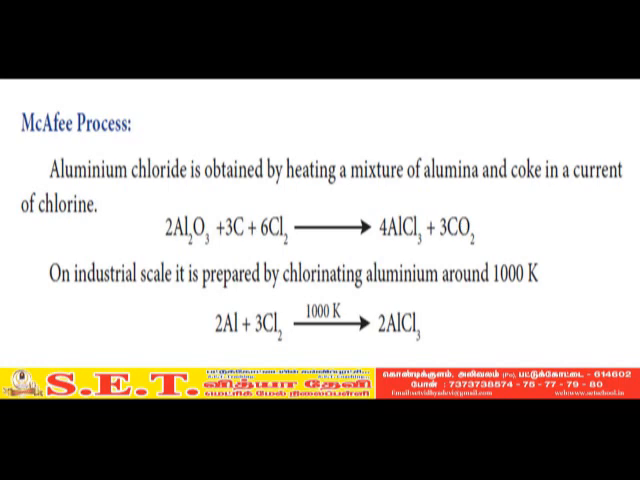Another method of preparation is the industrial method. Aluminum chloride is industrially prepared by chlorinating aluminum. Chlorinating means chlorine is passed over the aluminum metal at about 1000 Kelvin temperature, and it gives aluminum chloride. This is called the McAfee process.